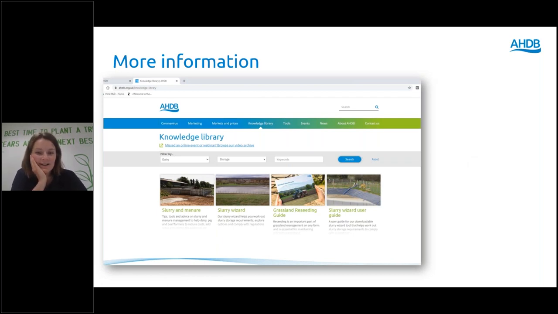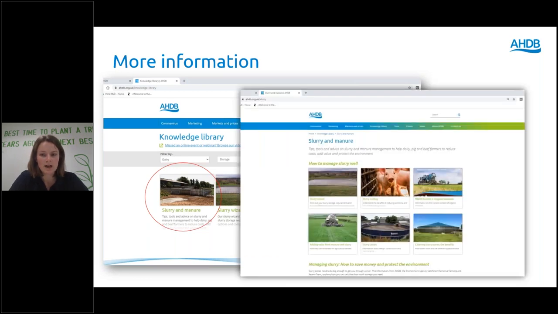I'm just going to briefly say where you can find a little bit more information about managing slurry on our knowledge library back at the AHDB website, which I showed earlier. We've got our Slurry Wizard page, as well as the Slurry Wizard user guide. As I said, that's really a useful guide to help you find your way through that tool. As well as that, we also have some new slurry and manure pages. These are being updated all the time.